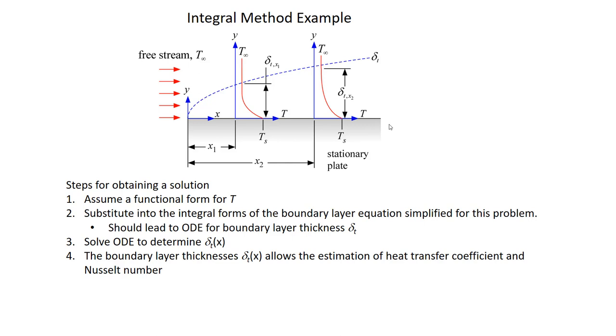So we're gonna solve this using the integral method. The steps are pretty much the same as what we talked about last time. So we'll assume a functional form for temperature instead of velocity. We'll substitute that temperature distribution into the integral form of the boundary layer equation after we simplify it for this problem. So there'll be a bunch of terms in that equation that go away. And if we do the integration, we should end up with an ordinary differential equation that tells us how the boundary layer thickness grows with position.